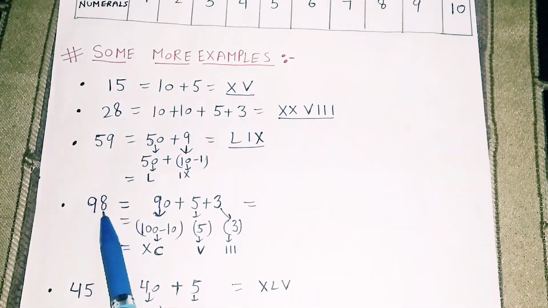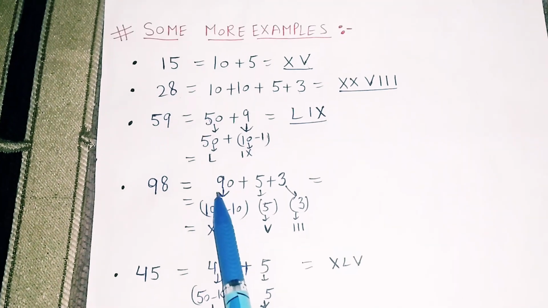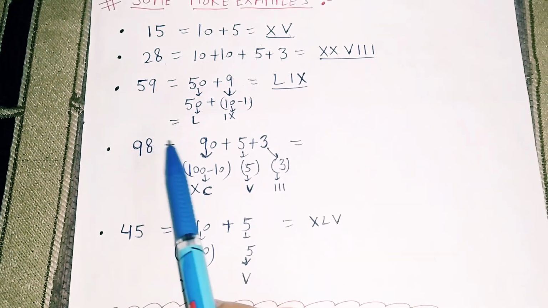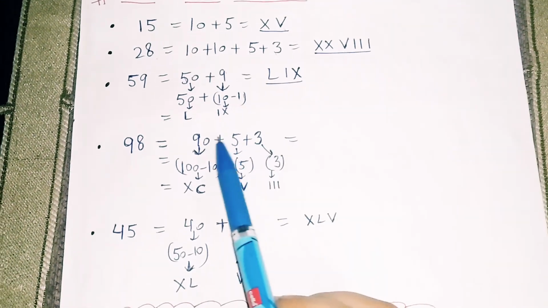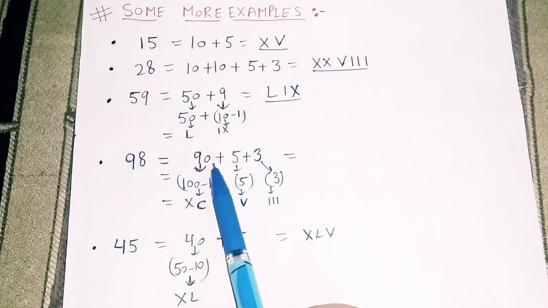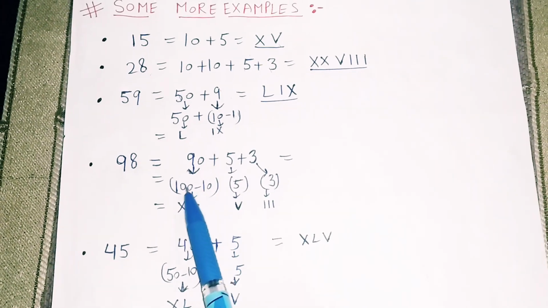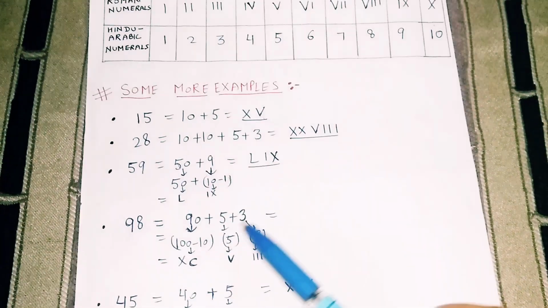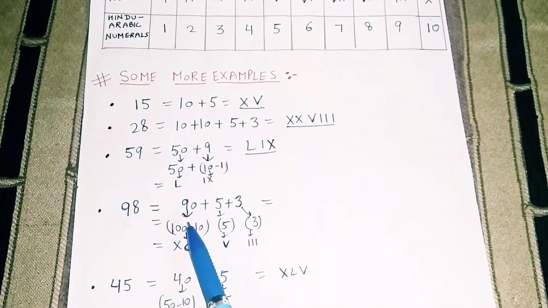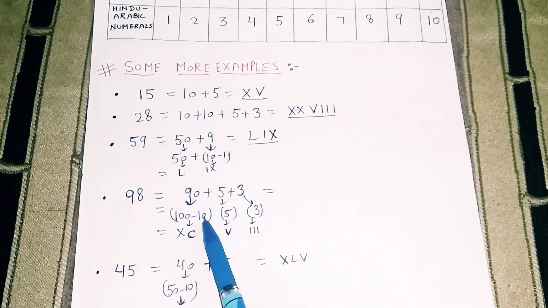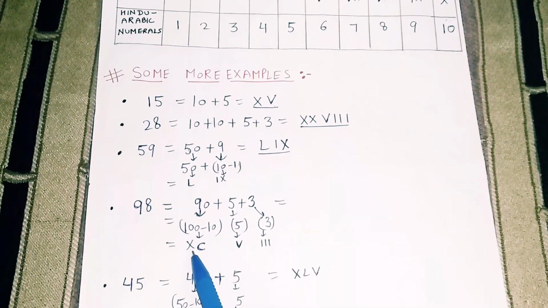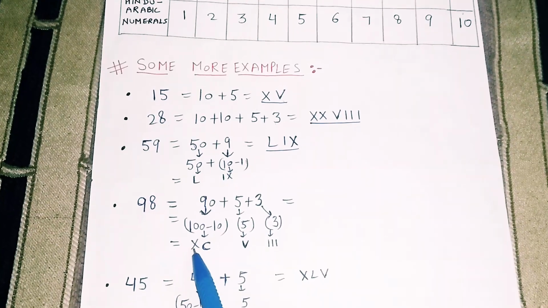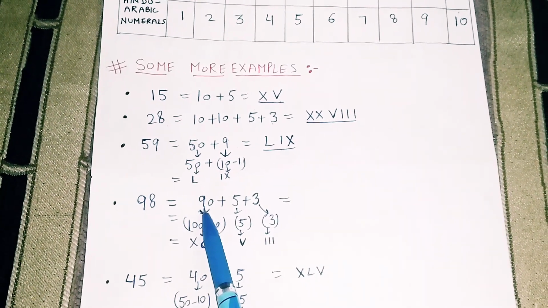Let us try this one. 98. Again break this number into parts. 90 plus 5 plus 3. I have broken 8 further into 2 parts, 5 plus 3. Now 90 can be written as 100 minus 10. What was the symbol of 100? It was C. What was the symbol of 10? It was X. So for the subtraction case, I will place the symbol having smaller value before the symbol having greater value.